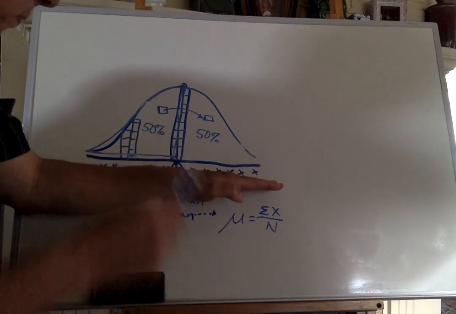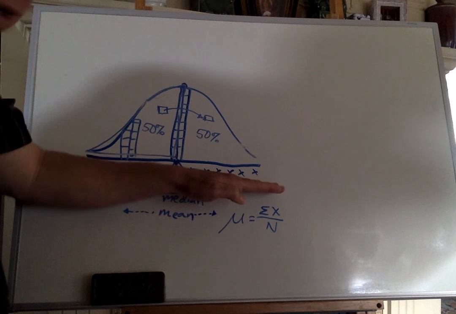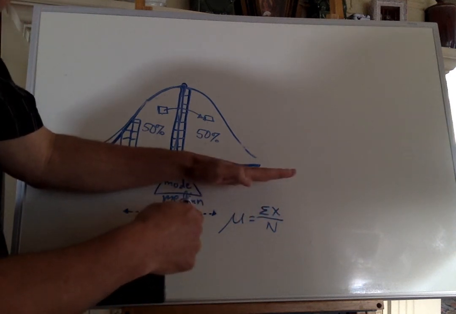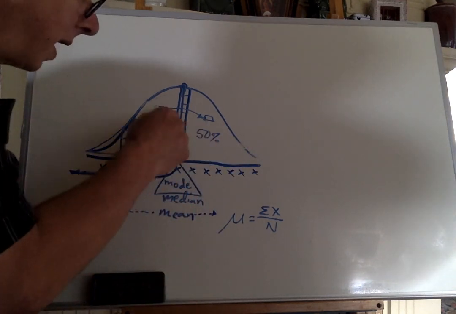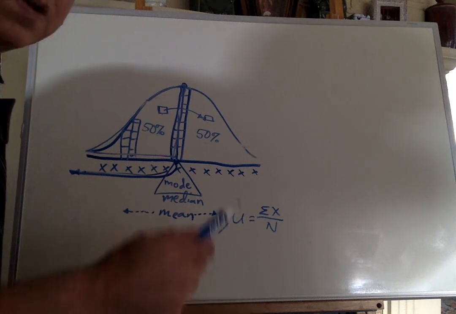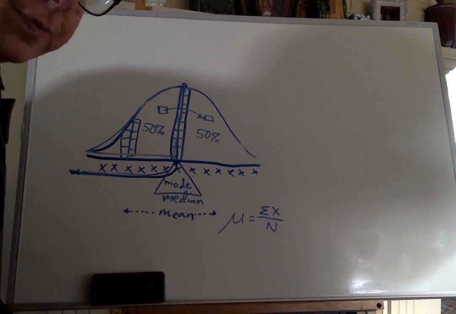Balanced before, I increase this number. We have a change like this, so I need to move my fulcrum over, okay? So in this case now, the median and the mean would change. The mode would stay the same.